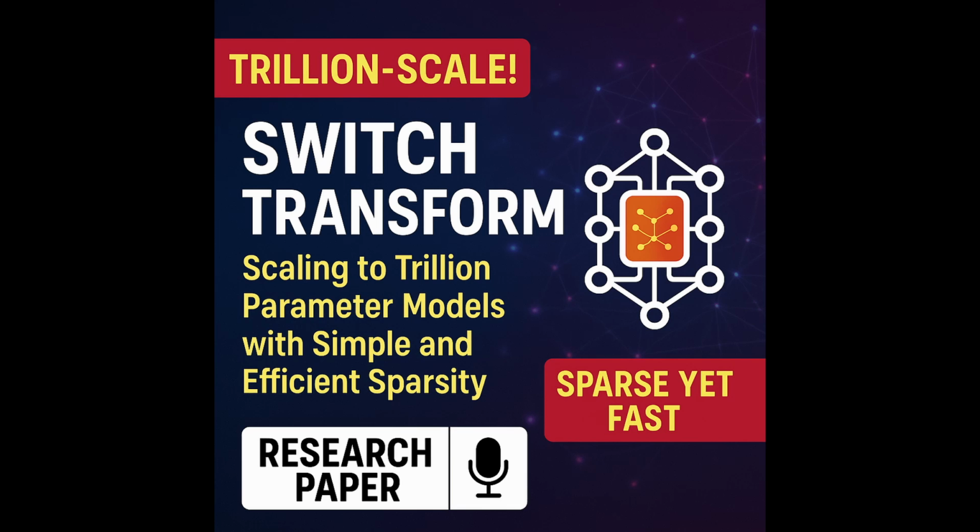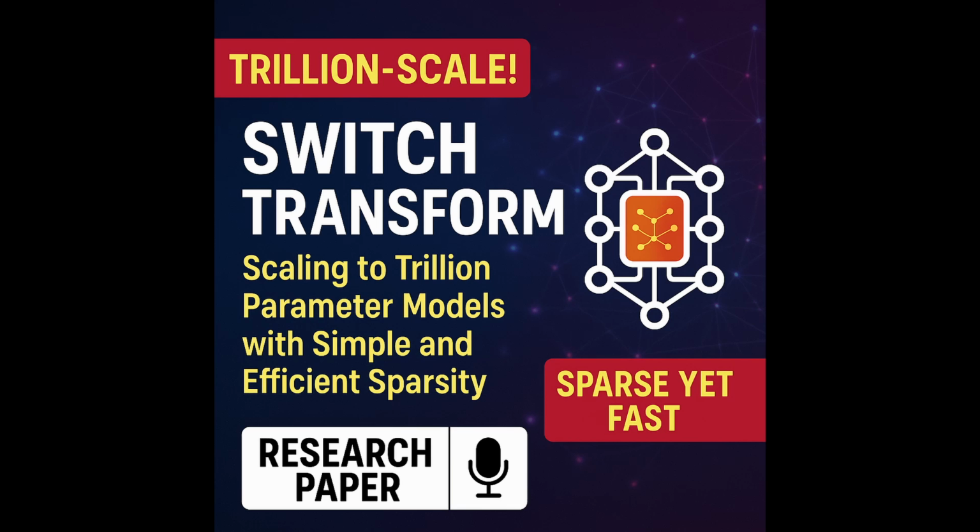And third, they observed that switch transformers performed well even with low expert capacity factors, which is important for scaling to even larger models, where memory constraints are a big challenge. That's really encouraging. So what about scaling? How did these models perform as they increased in size?